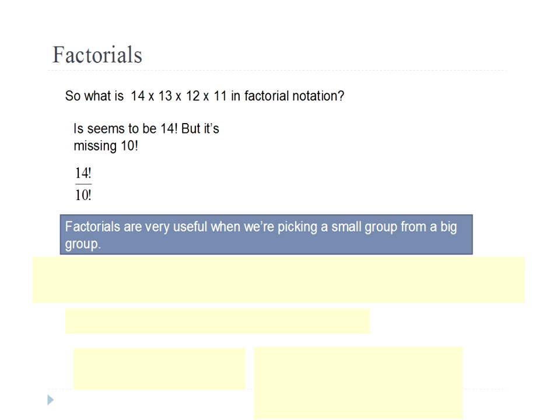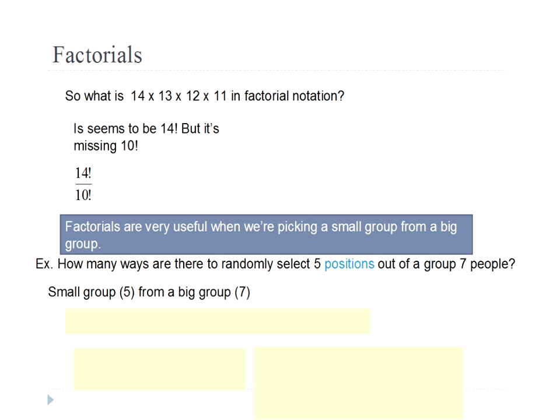Now the reason why we start using factorials is when we're picking a small group from a big group. When you see that, that's when you're going to start using these. So for instance, how many ways are there to randomly select 5 positions out of a group of 7 people? So here my small group is 5 and my big group is 7. And the word positions is important here because that means that the order in which I pick these people is important. For instance, the first person might be the president, the second might be the vice president, the third might be treasurer, the fourth might be secretary, and the fifth has to buy everybody lunch.